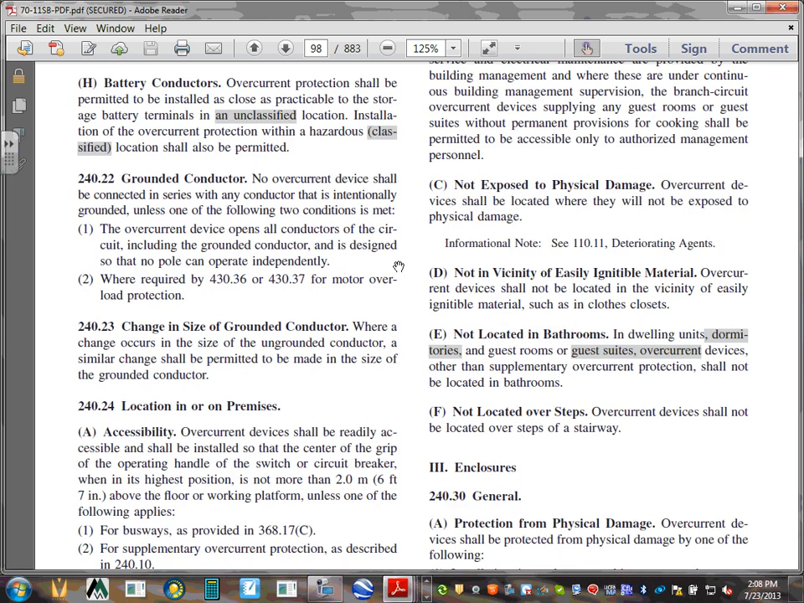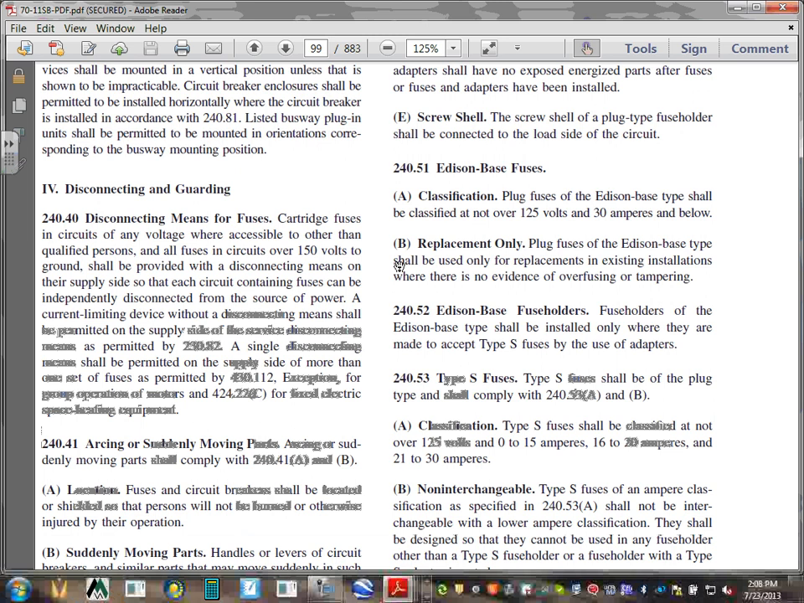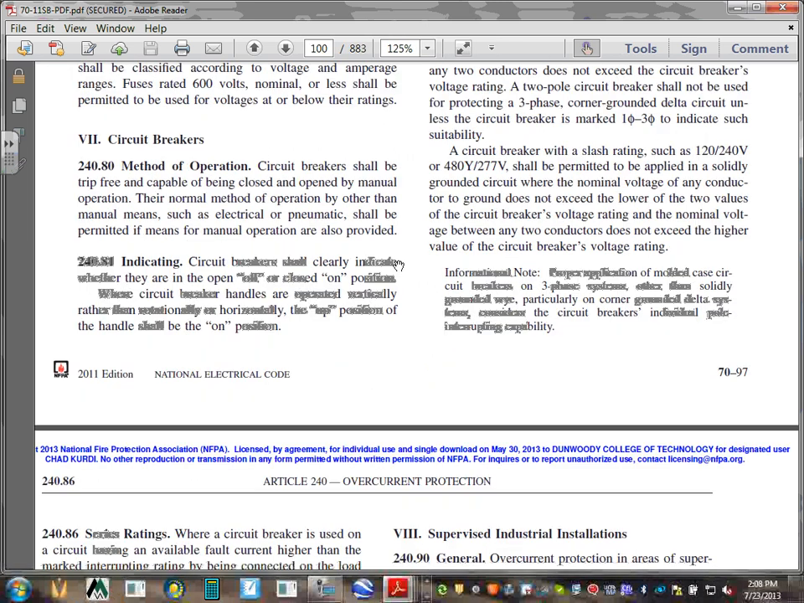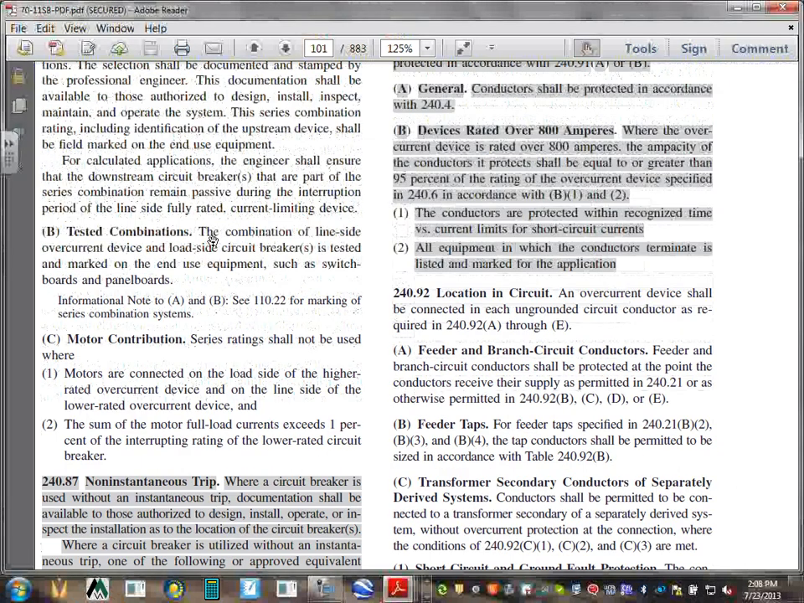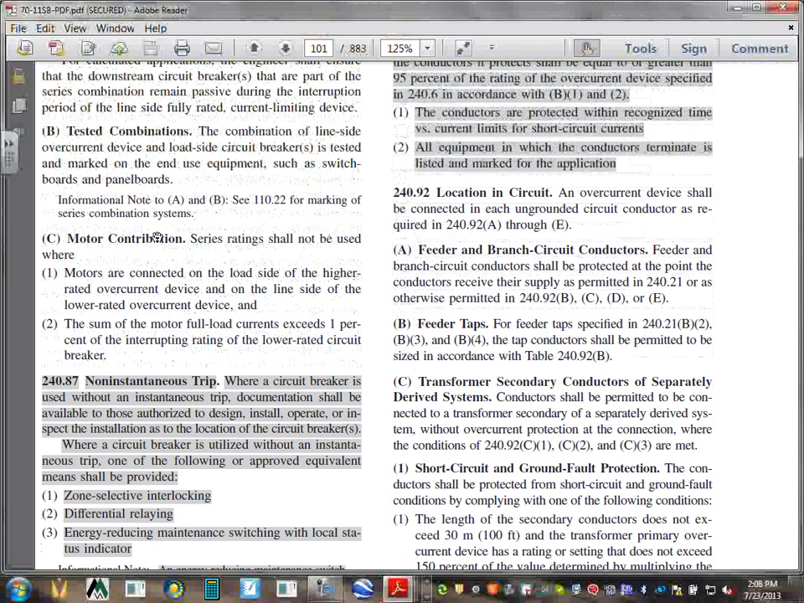So ground fault, I want to have. This just talks about the circuit breakers. There's one thing I want to mention before I go. Supervising electrical. Here's a series rated that we talked about, goals selected under engineering supervision, all the stuff that we said, tested by the factory.